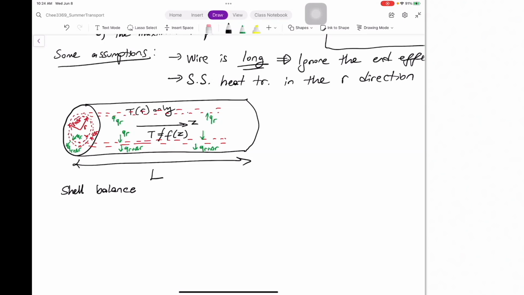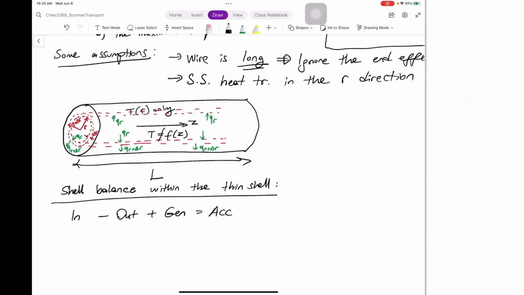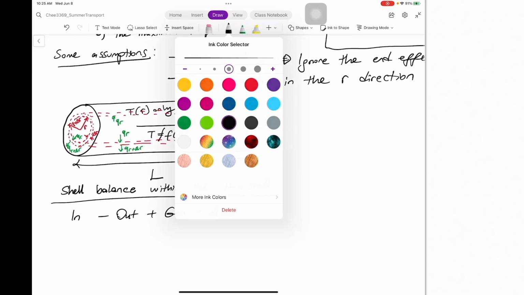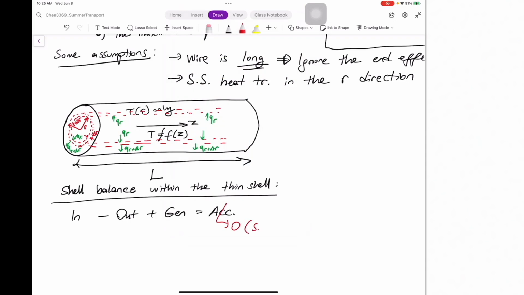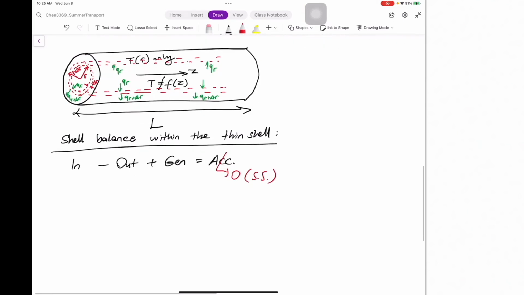Balance within the thin shell gives you heat in minus heat out plus generation is equal to accumulation. And since it's steady state, there's no change with time, so the accumulation term is 0 due to steady state. And we have the generation, it's not 0. And I'm going to write it down.